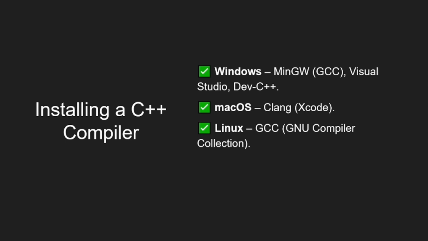Mac OS. In Mac OS, we can use Clang, which helps to run the C++ code. And on Linux, we can use GCC, the GNU Compiler Collection, which helps to run the C++ code. So that's why we know that it is very compatible with other operating systems.